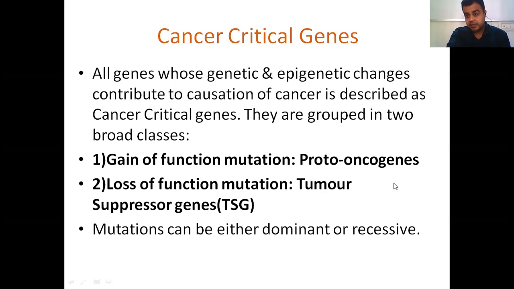In tumor suppressor genes, the gatekeeper mutation, as I told you earlier, can also lead to cancer. And TSG is the abbreviation for tumor suppressor genes. Mutations can be either dominant or recessive. It depends on what kind of mutation and what kind of genes are there. So these two are very important, which I have put in bold. So kindly pay your attention.